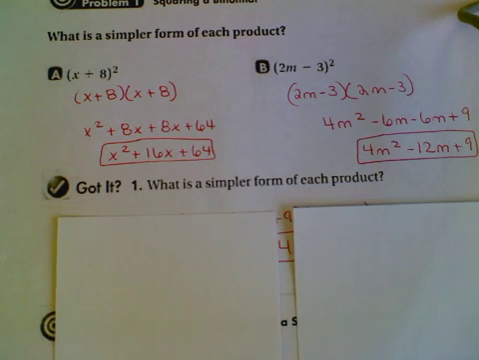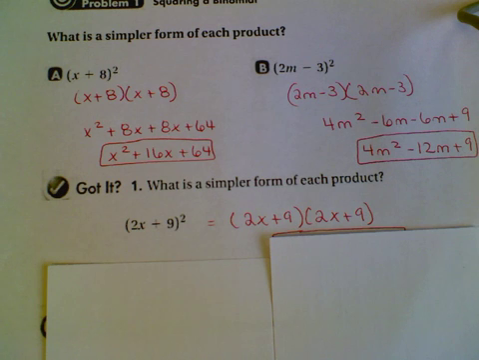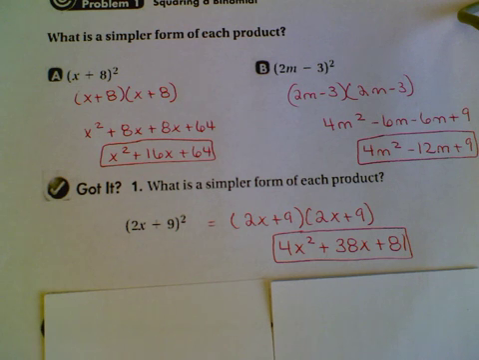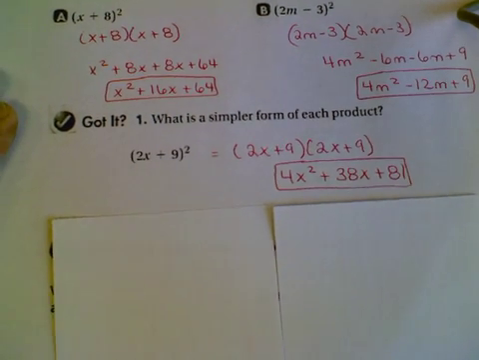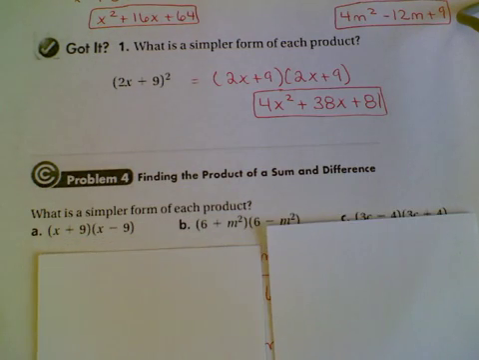Now on the got it question, you are timesing 2x plus 9 quantity squared. So I expand it out so that I have two of them. I go ahead and multiply and combine my like terms, and I end up with 4x squared plus 38x plus 81. If you have any questions about timesing the square of a binomial, just let me or Mr. Gahan know.